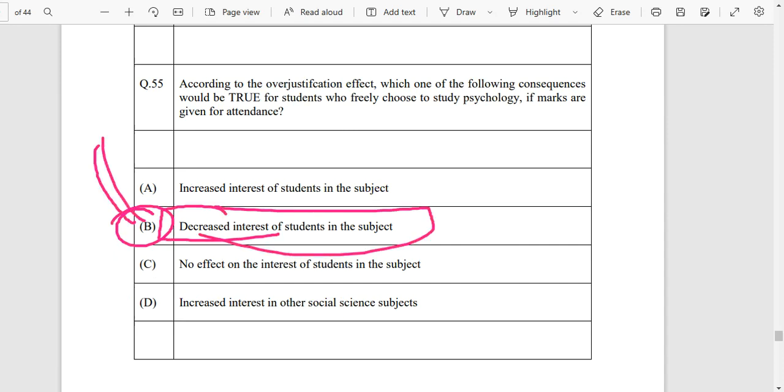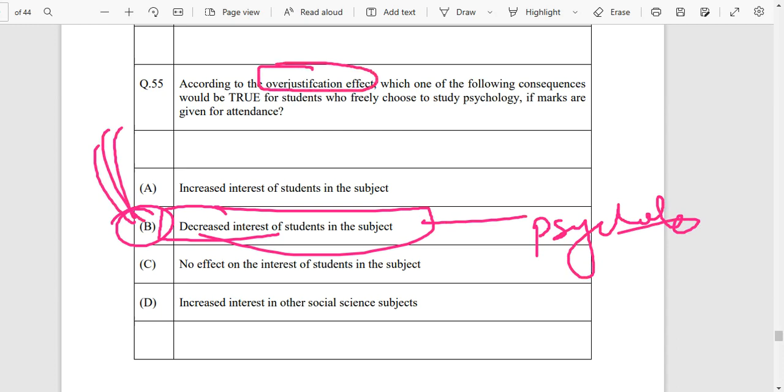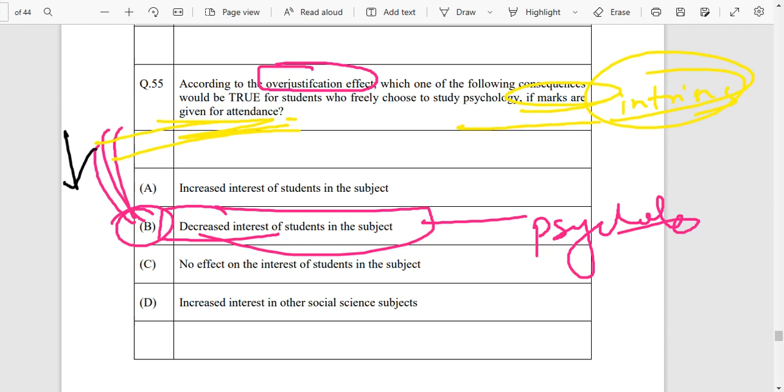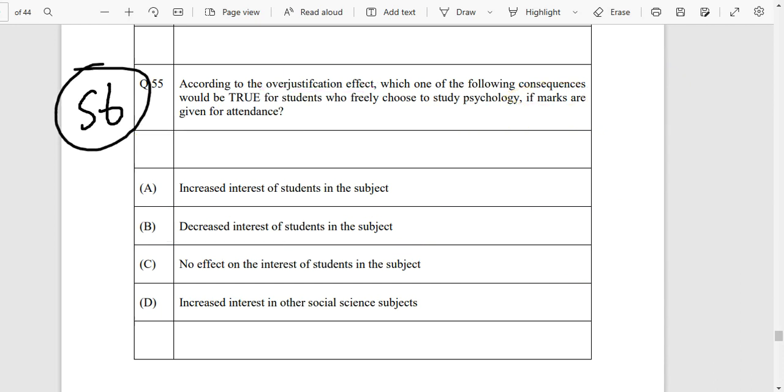So the students will decrease interest in the subject of psychology, let's suppose, according to the over justification effect, because simply what you have done over here is you have rewarded the intrinsic motivation with marks. Okay, so let's move on to the next question, question number 56.